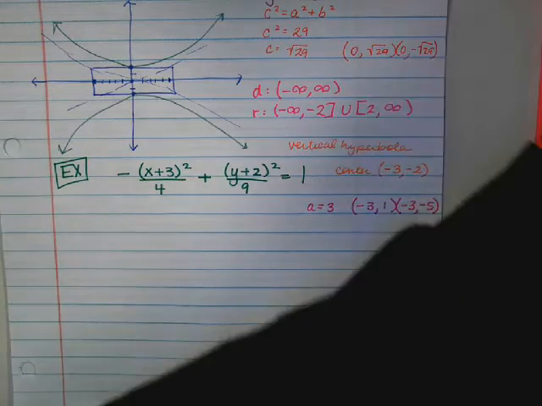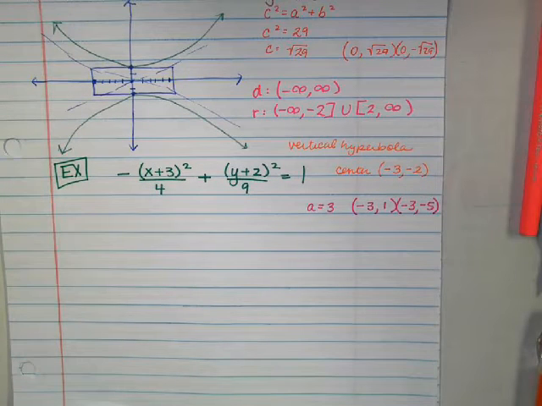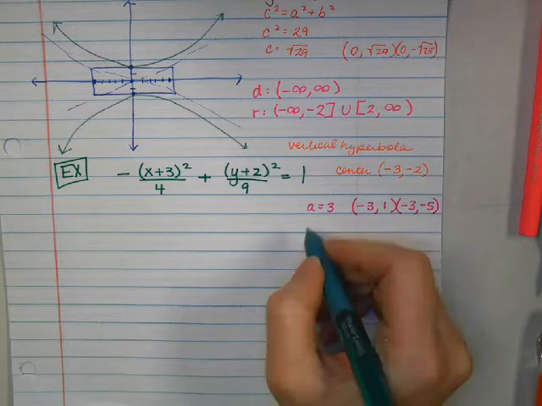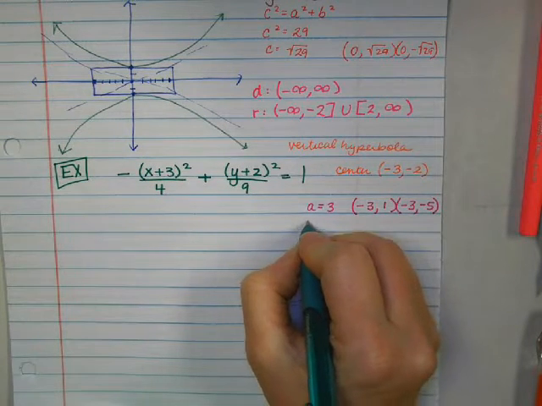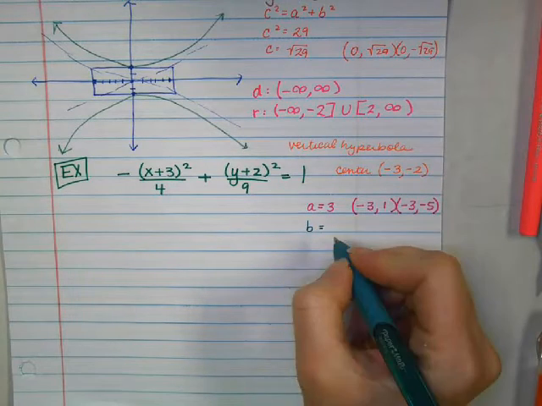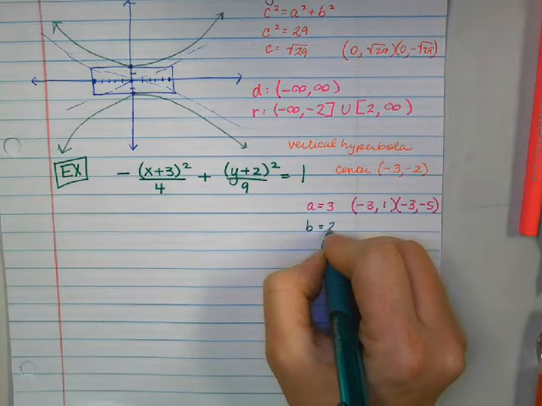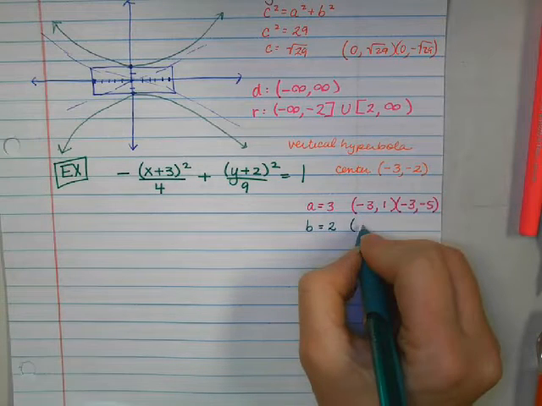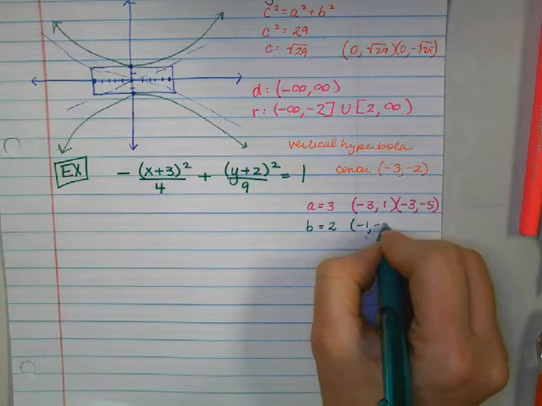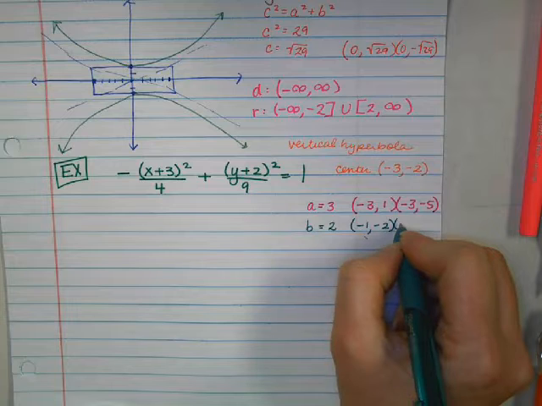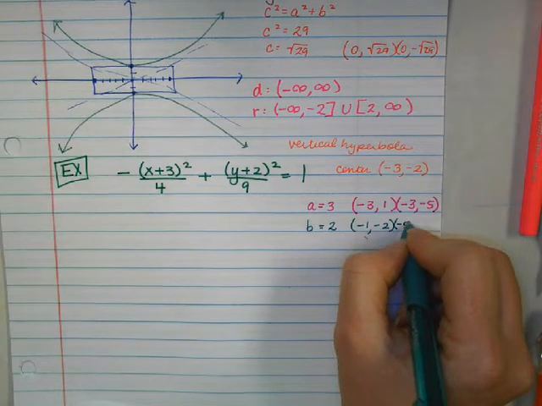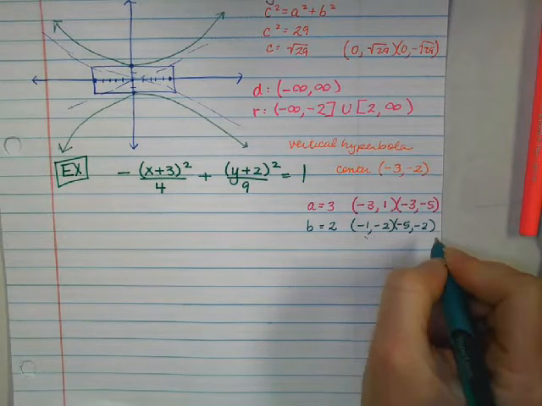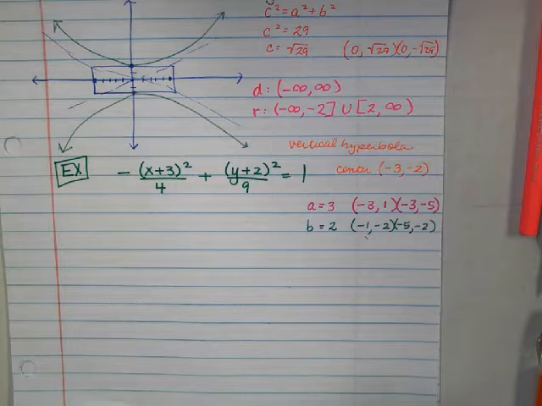My co-vertices, or whatever they call it on this thing because it's a hyperbola and not an ellipse, the not important endpoints, I'm adding and subtracting 2 from the x value. So it'll be -1, -2, and -5. Why are they positive right there? The center's -3, -2, but A and B is just +3, +3.